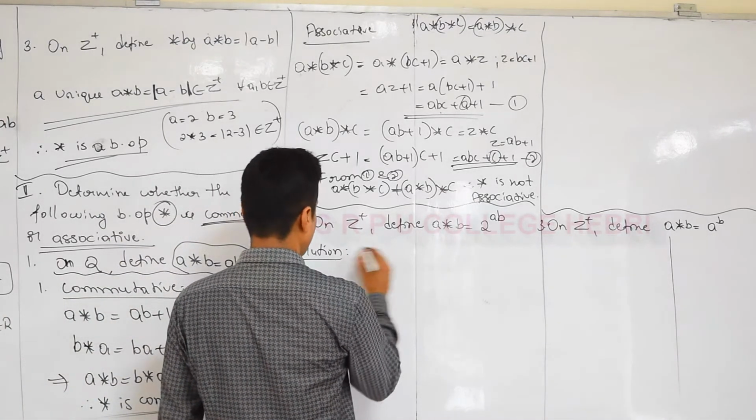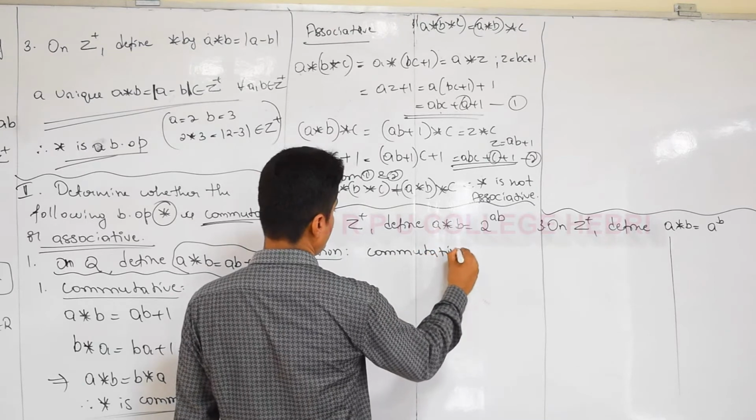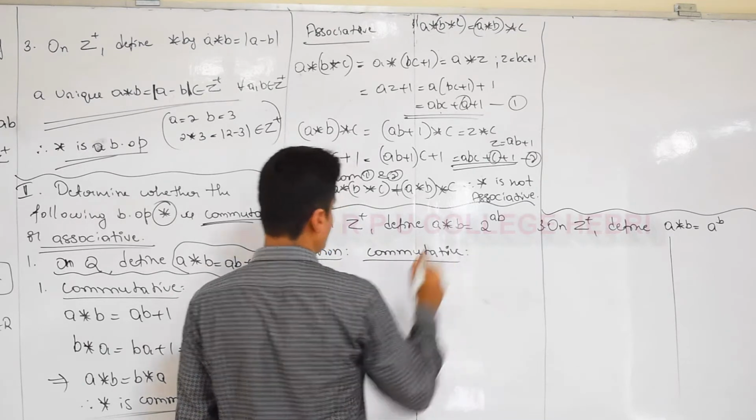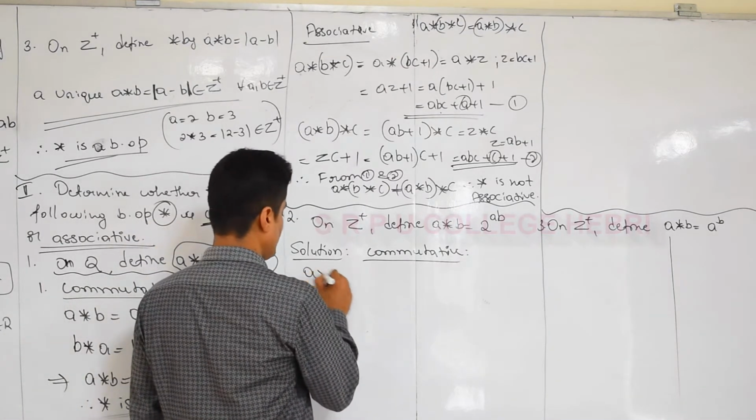Okay, let me verify first whether it is commutative or not. You can try, definitely you can try yourself, no need to wait for my solution. First, A star B, what should we do?